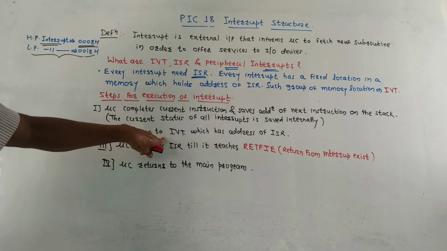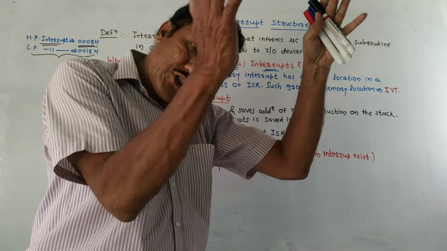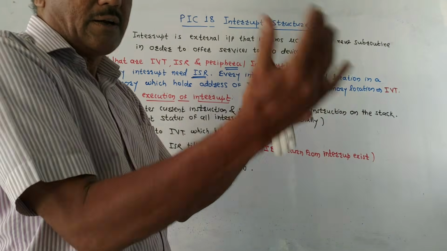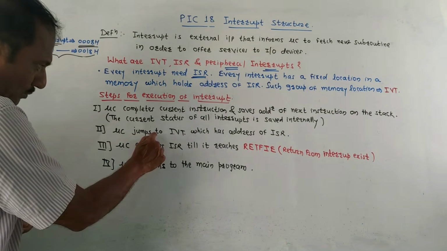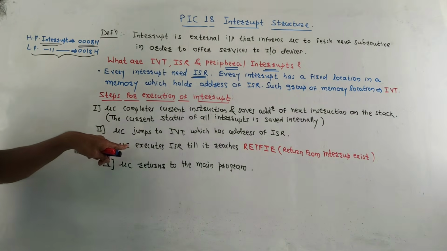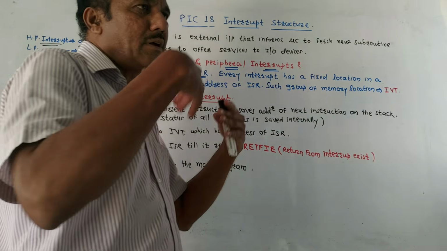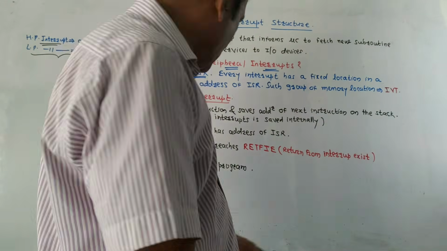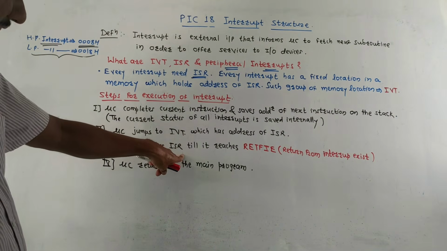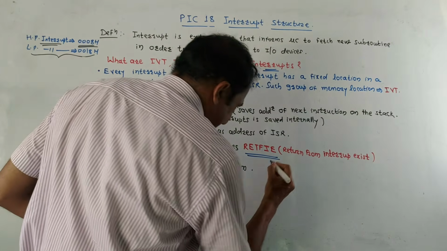Then microcontroller jumps to IVT. IVT का मतलब है interrupt vector table, जहाँ पे addresses है हर एक interrupt subroutine के. So microcontroller jumps to IVT, which has address of ISR. Then my third step, microcontroller executes ISR, मतलब it provides service to that particular device which is asking for the interrupt. So microcontroller executes ISR till it reaches, ये important है, till it reaches this instruction.